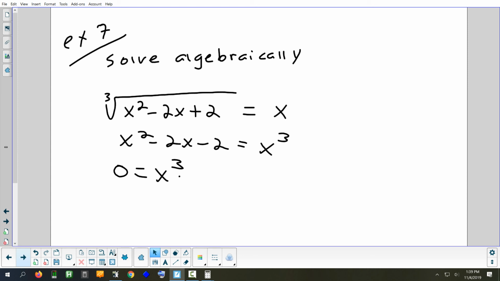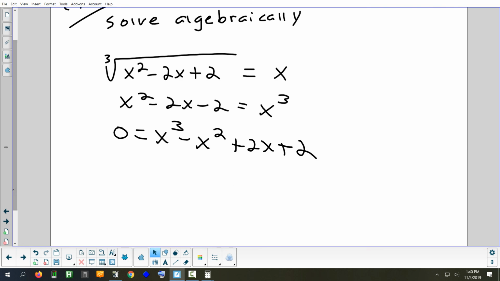For the top or the bottom? Minus x squared plus 2x plus 2. You go over this. Now, this is factoring a cubic, so it is going to come out nice.